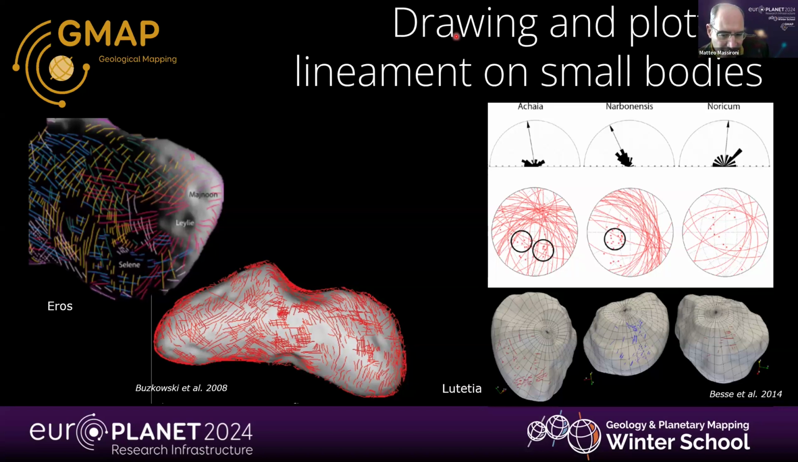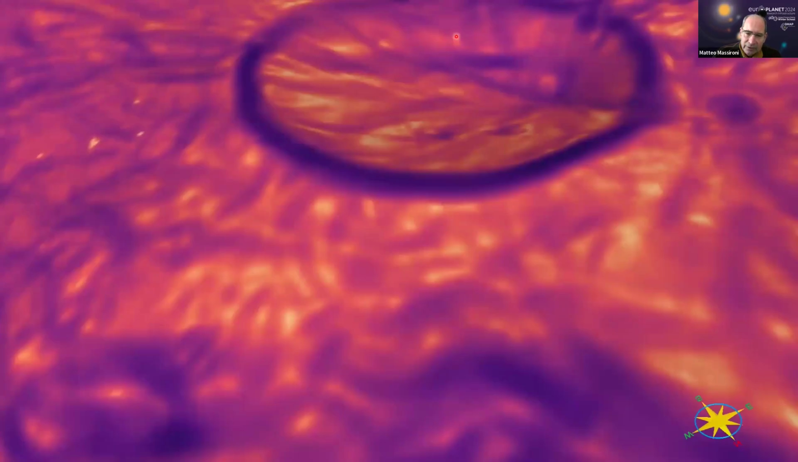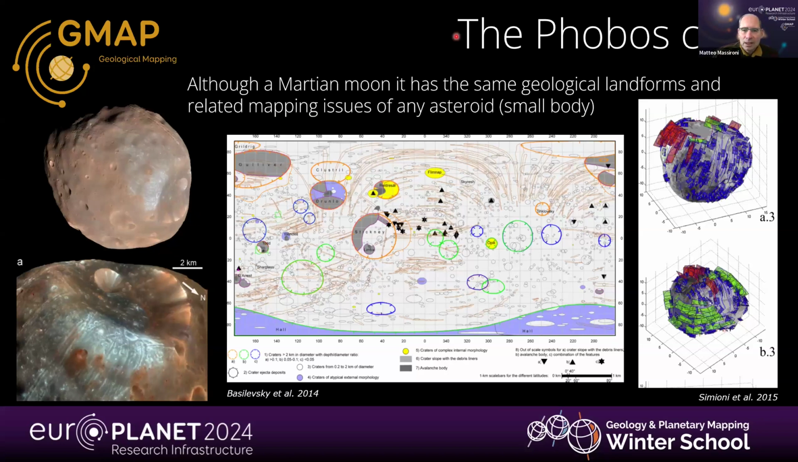Since when you have such an irregular body, it's quite difficult in the projection to really understand the relationship between the features, in particular the features that cross-cut through the body itself. This is, for example, the case of Phobos, one of the two moons of Mars, which is not so big, so it can be considered a small body. It's characterized by an important crater called Stickney crater, as you see there.